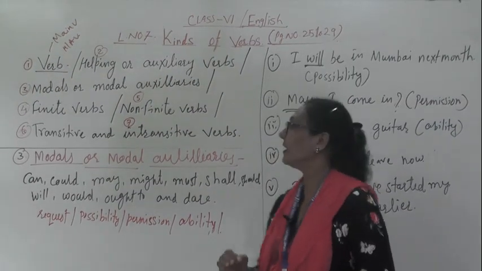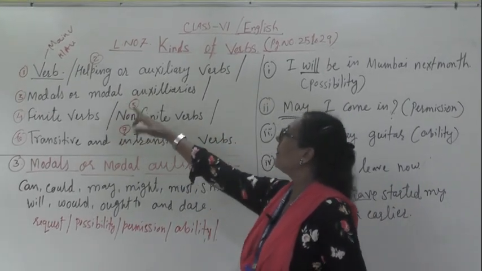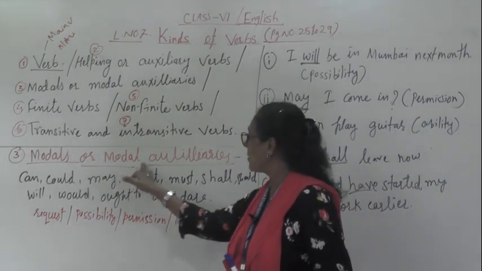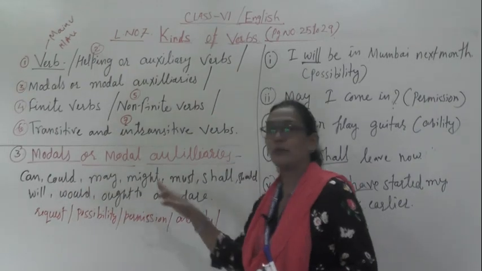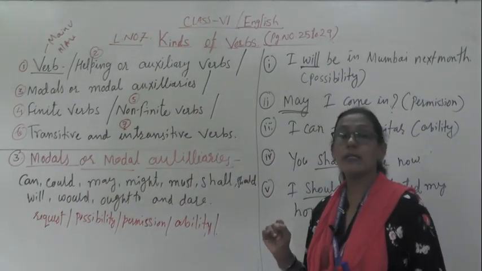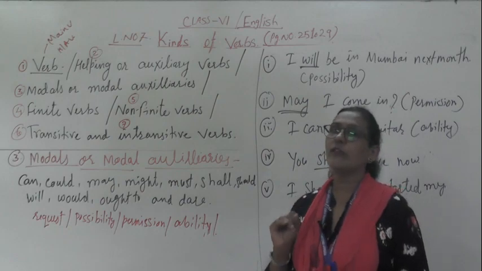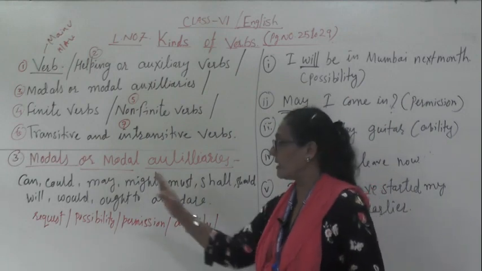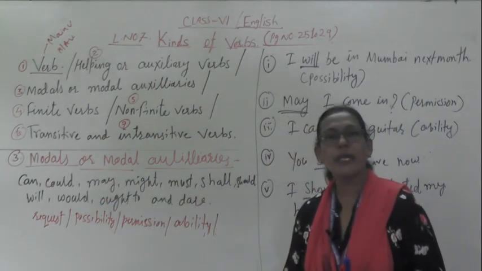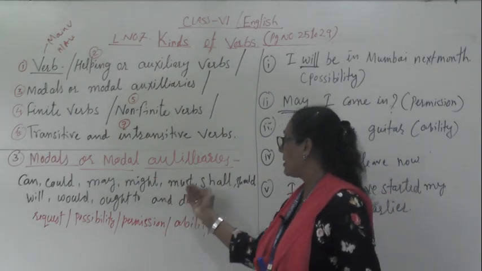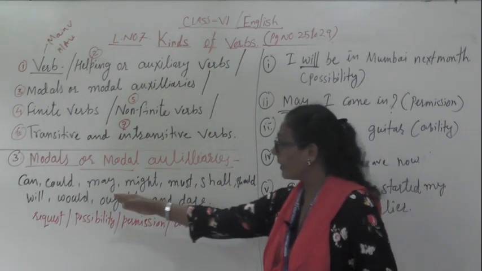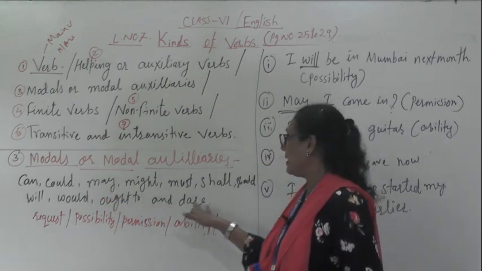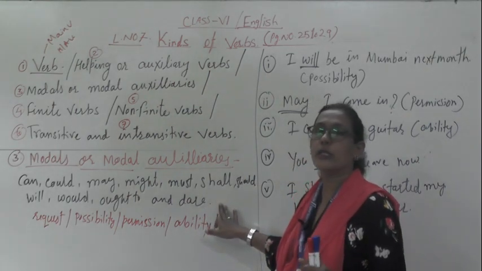Now we will see the third one. Which is the third one? Modals or modal auxiliaries. Which are the modals? Modals can, could, may, might, must. They are verbs; we call them auxiliary verbs, modal auxiliaries. Once again, I'll say can. The past tense of can is could. May, might, must, shall, should, will, would, ought to, O-U-G-H-T, ought to, had to, dare. These are called modals.